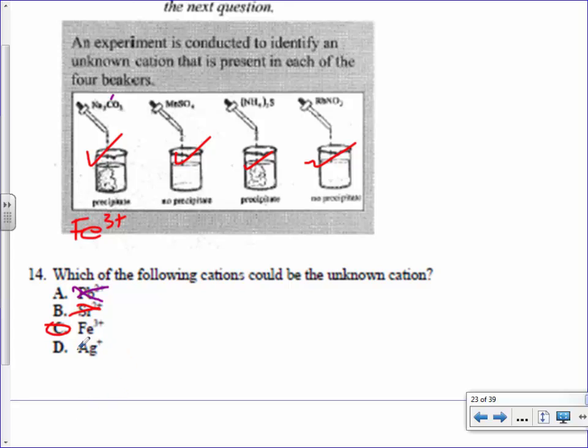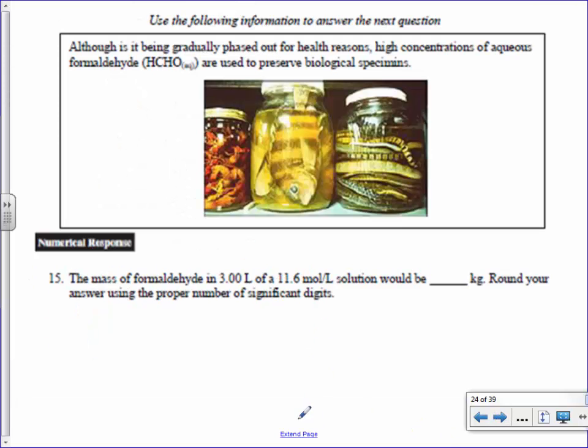If you wanted to, you could go through and do silver as well. But I believe silver fails on this one right here. When you do silver with SO4, it should have given you a solid. And this one right here clearly does not give a solid. There's a lot to interpret on that question, hey? All right, one more, and we'll take a break.